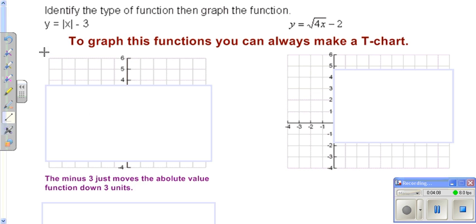Now, if we have this, you can always go ahead and make yourself a T-chart to graph any of these functions, and then choose several values for x.